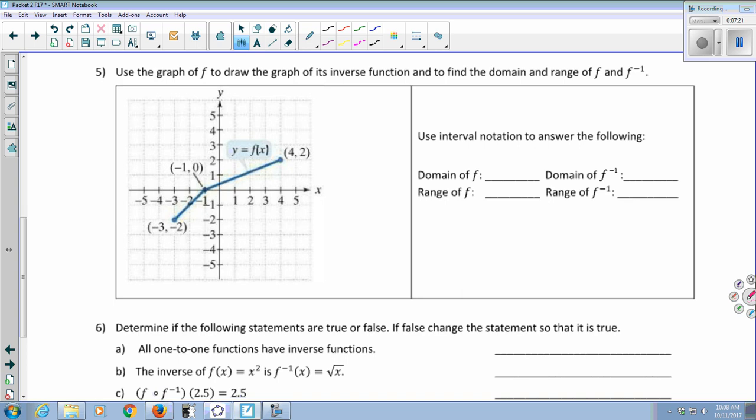So instead of -3, -2, I'm going to plot -2, -3. And instead of -1, 0, I'm going to plot 0, -1. And instead of 4, 2, I'm going to plot 2, 4. Connect those points. And you can see that they do form a mirror image over the line y = x that I just sketched in green.